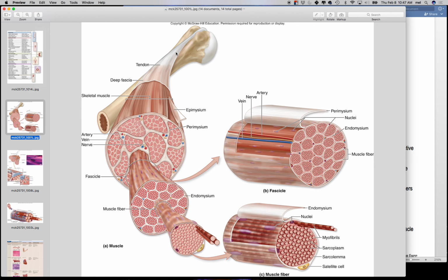epimysium, right? Okay, so why do you rarely pull a muscle off of its tendon? It's because there's no seam there, right? It's a continuous fabric. Okay, so now let's make a really strong association of the tendon to the bone, right? What is the superficial layer of the periosteum made of? What kind of tissue? Dense, irregular.